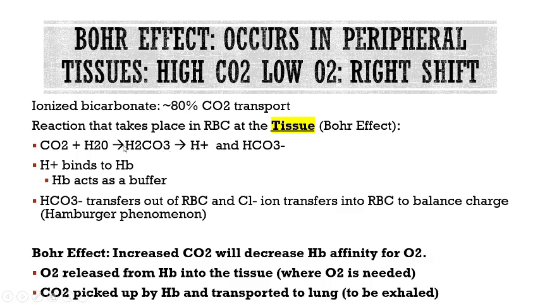So you've had this reaction where this dissociated into the H plus and the bicarbonate. The H plus bound to a hemoglobin. The HCO3 goes out of the red blood cell. It's replaced by a chloride ion, and this is called the hamburger phenomenon.